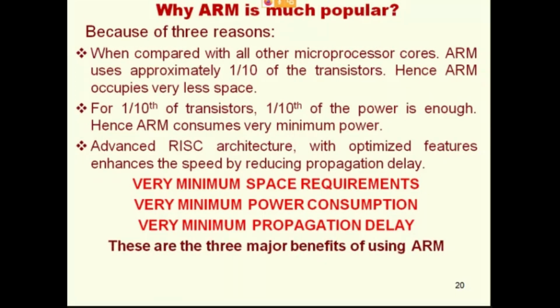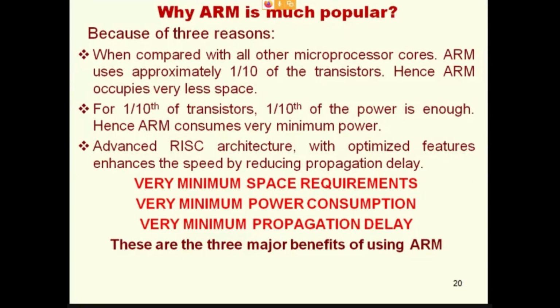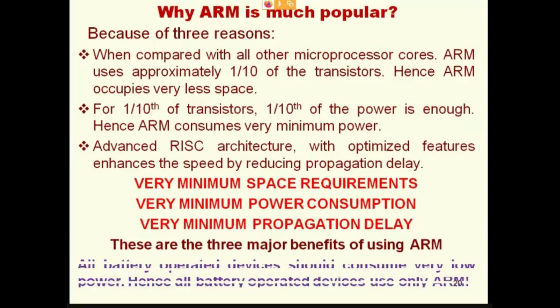Low power consumption means what? All the battery operated devices, like our mobile phone, every device we are using nowadays, are battery operated. Because they are battery operated, it is mandatory for us to use the ARM processor, because ARM is the only solution which consumes very low power. Look at the last row, all battery operated devices should consume only very low power. Hence all battery operated devices mostly use ARM.